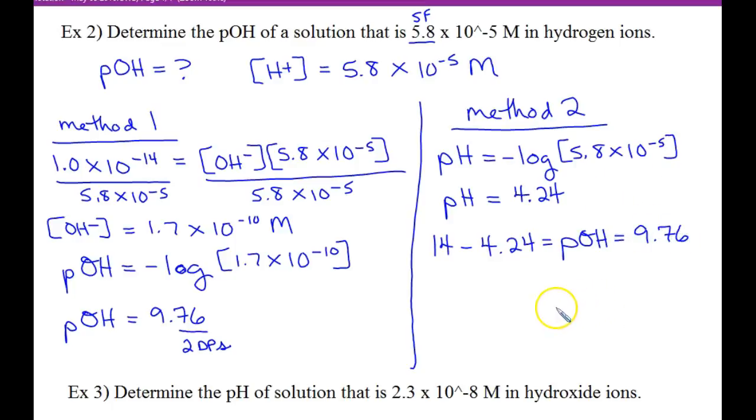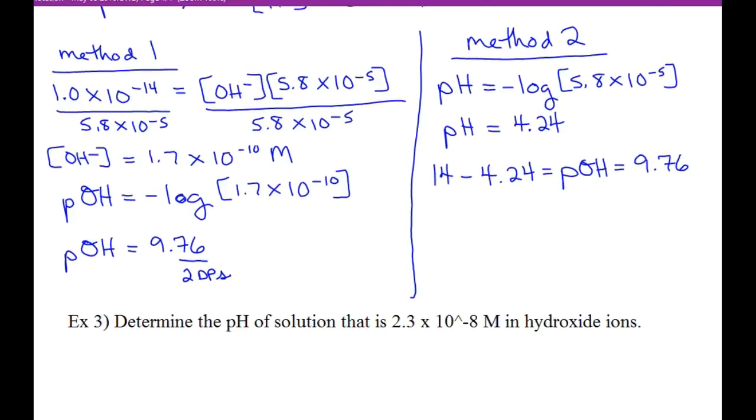So you may be looking at that and going, method 2 is a whole lot shorter. Yes, it was, but you got to the same answer either way. So, as long as you get the correct answer, that's all that counts. Alright, let's move on to example 3.